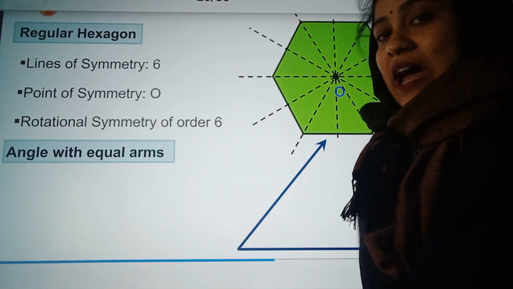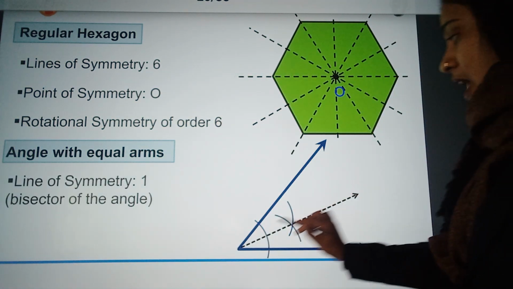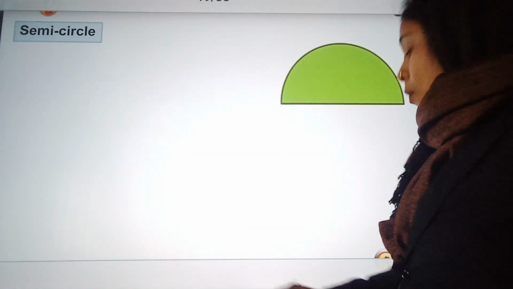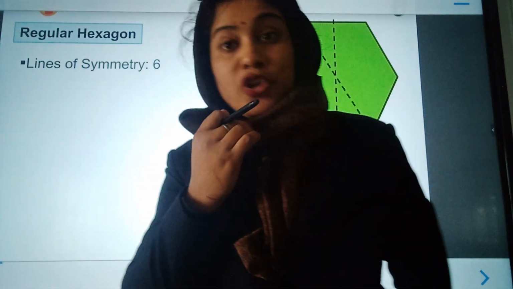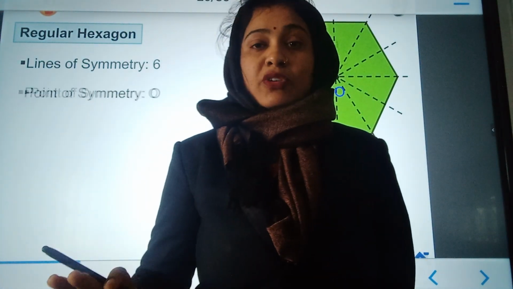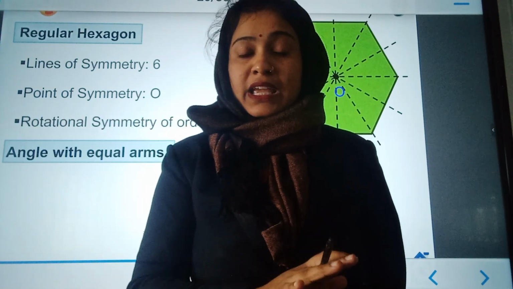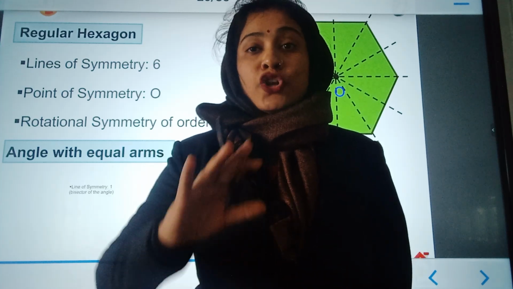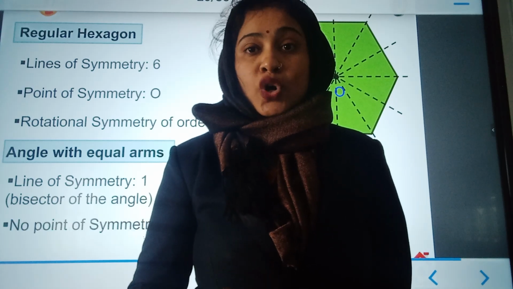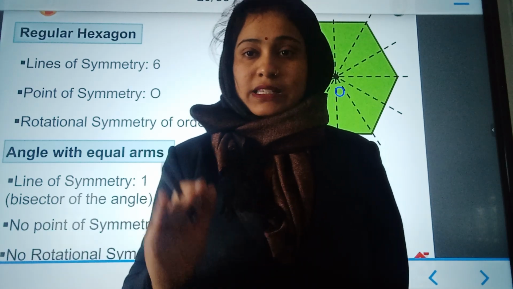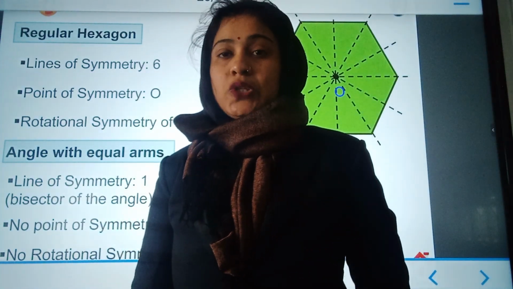So, angle with equal arms, these two arms are equal. So, the midpoint of the angle will be the line of symmetry. Okay. No point of symmetry, and will it have a rotational symmetry? No, it will not have any rotational symmetry, because this will be exactly the same only at 360 degrees. Okay, and if a figure does not look exactly the same more than one time, then we say it does not possess a rotational symmetry. So here, since it does not have a rotational symmetry, the order of rotation is also 0.